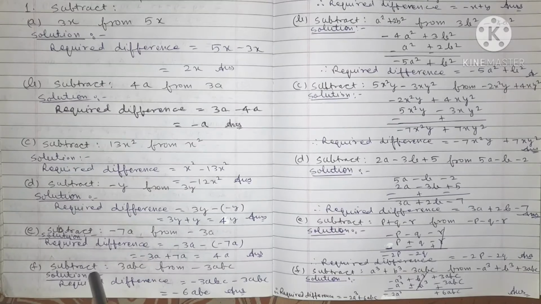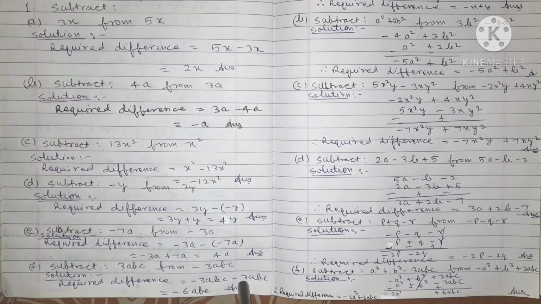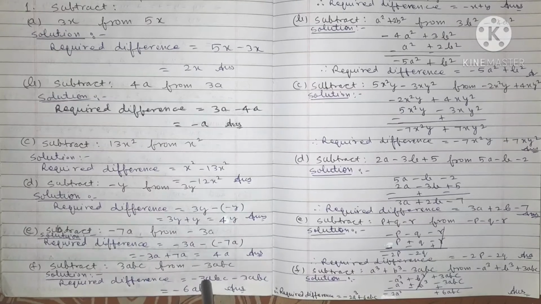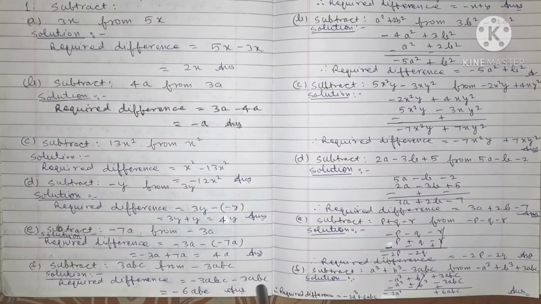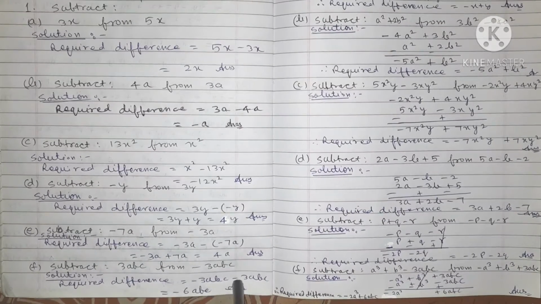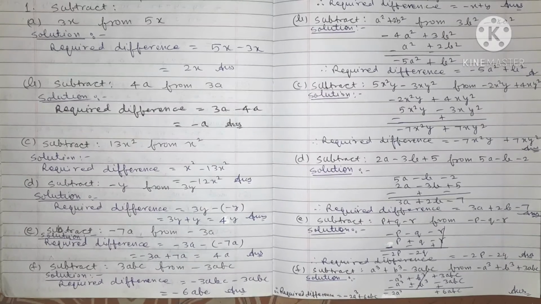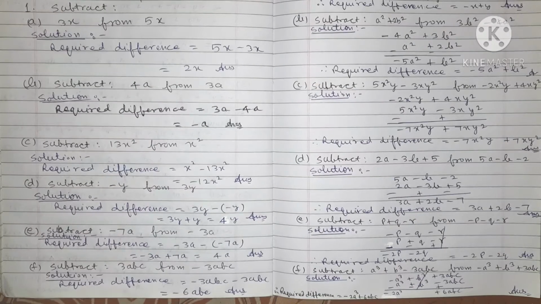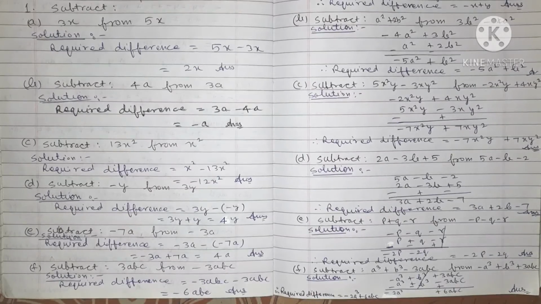Question number 1F. Subtract 3abc from minus 3abc. For the solution of this question, we write required difference equals minus 3abc minus 3abc. After "from", we write first. So minus 3abc should be written first. Before "from", we write after the negative sign. So we write minus 3abc. Now here minus minus plus, we do plus: 3abc plus 3abc, 6abc. Both are minus, so we write minus here. So the answer of question number 1F is equal to minus 6abc.